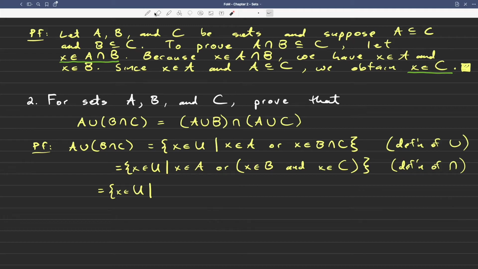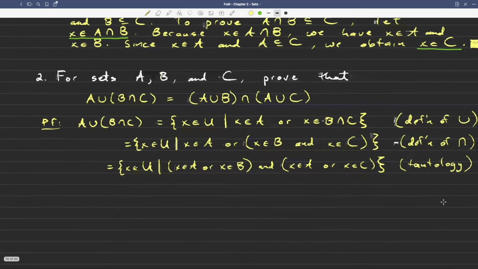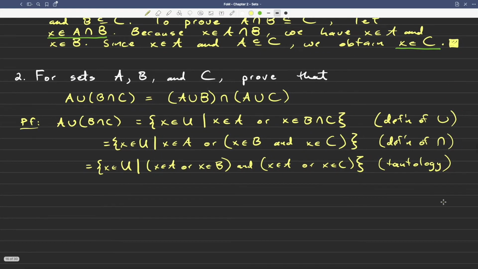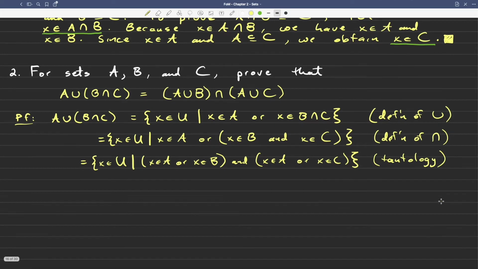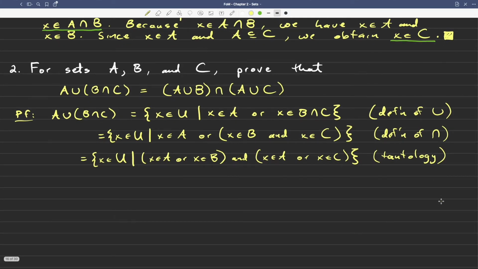Okay, so this becomes X is an element of A or X is an element of B and X is an element of A or X is an element of C. And I'm just going to put tautology here, but you know which tautology I was referring to. Maybe if I wasn't being lazy right now, I would look up the specific part of that one long list of tautologies and give it a reference there. But you know the one that I'm talking about.